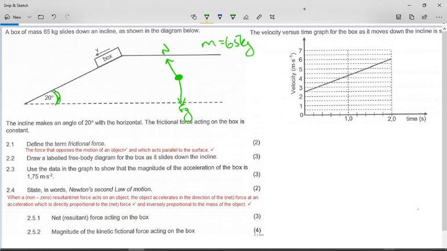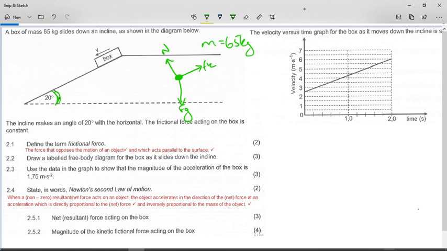And then finally, if the box is going down the slope and we have friction, friction will be acting up the slope, and it's kinetic, so we can give it the label of little fk. The arrows must be drawn with a ruler, the arrows must touch the dot, and the arrows must be labeled for the 3 marks.